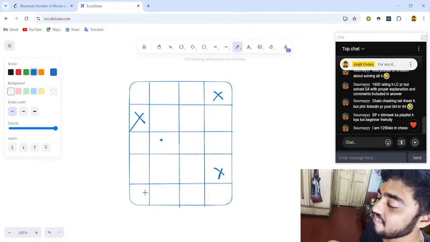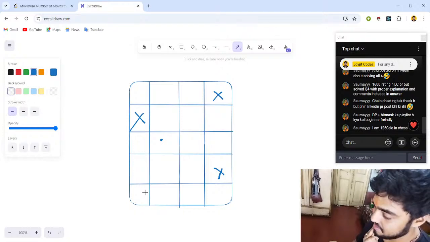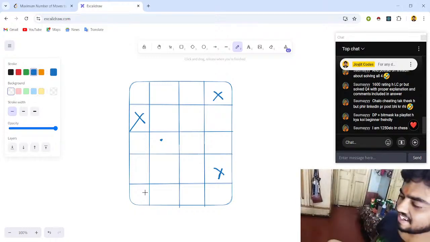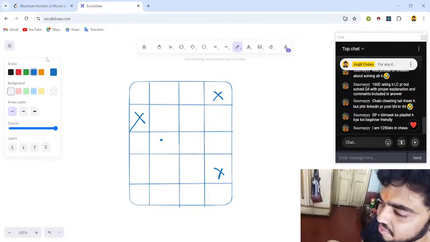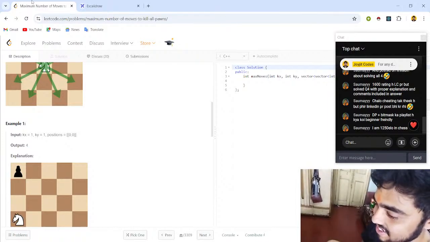Dude, now I am confused about what to do. Is it possible to go over there? I think the knight is okay. Whatever it is, I can't stress out my brain right now because we are doing Leetcode, right? So we don't have to focus too much on chess.